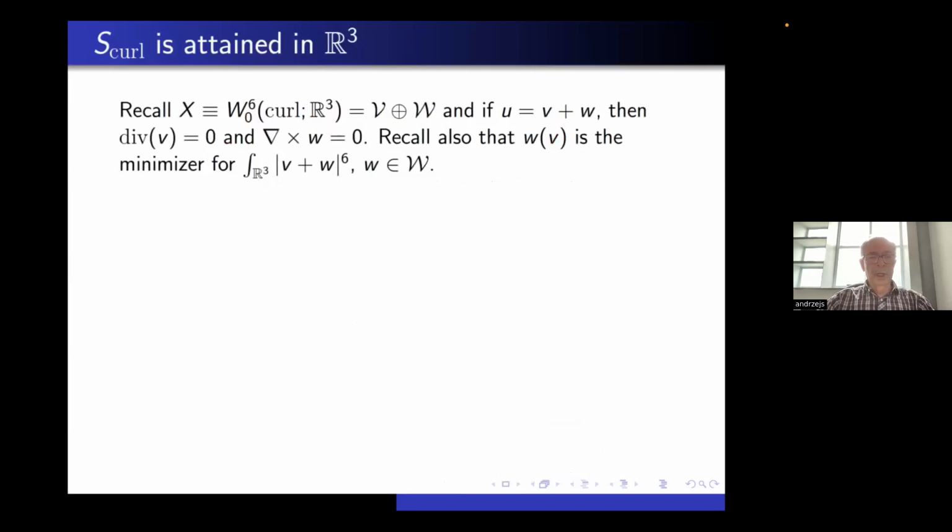Now, I want to give some brief explanation why S curl is attained in R3. So we have this decomposition, and W of v is the minimizer.